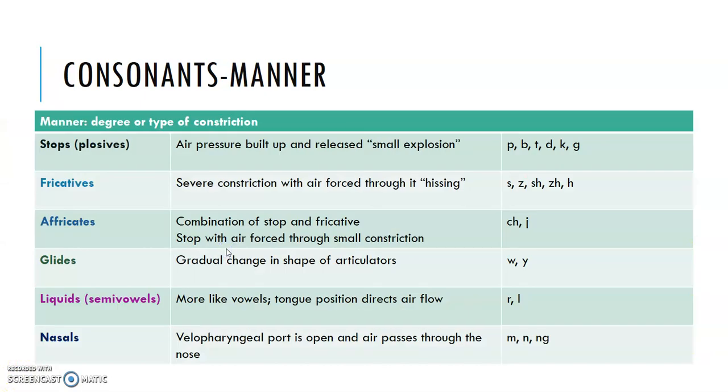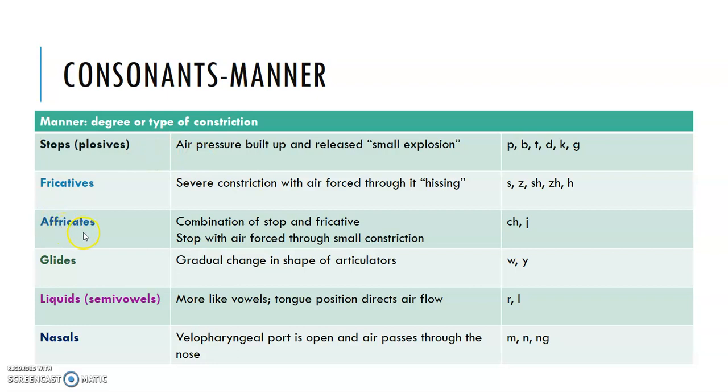Next up we have our manner, which is our degree or type of constriction. We have our stops, which are also classified as plosives, and that's like a small explosion of air in the mouth. These are going to be our sounds like p, b, t, d, k, and g. Then we have fricatives, which are our hissing sounds. So we have S, Z, Sh, Zh, and H. That essentially means that we have that constriction as the tongue is closing off the area in the mouth, and we also have some airflow through the teeth.